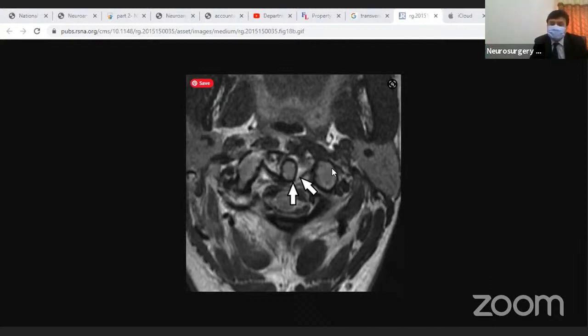Second is the mechanism of injury. The mechanism of injury there should be an axial, vertical axial load, whether the person falls down or something falls on top of you. But that vertical axial load will lead to fracture of the C1.